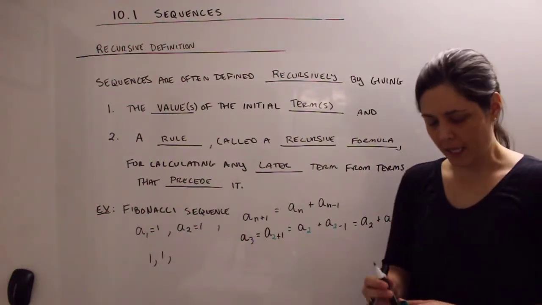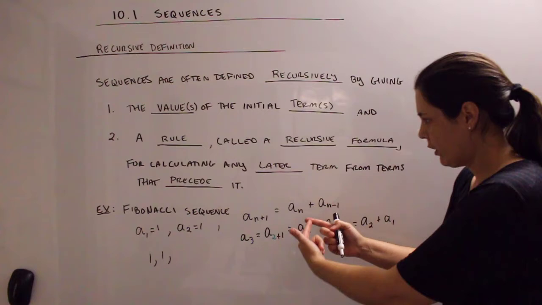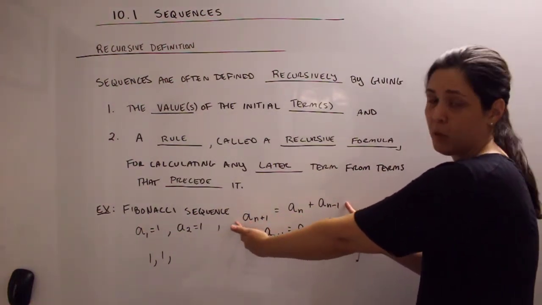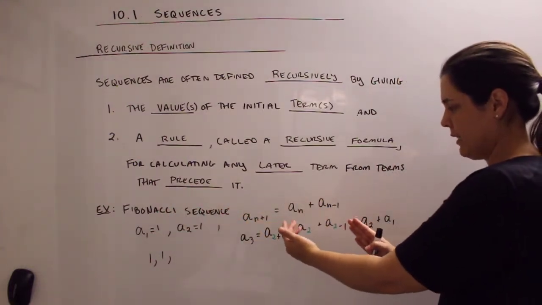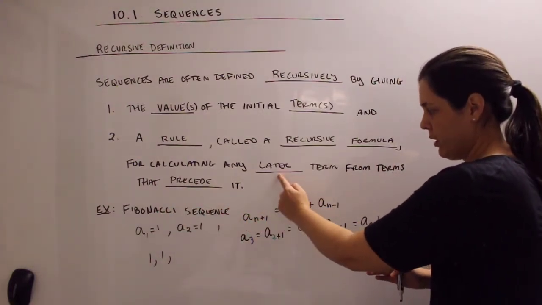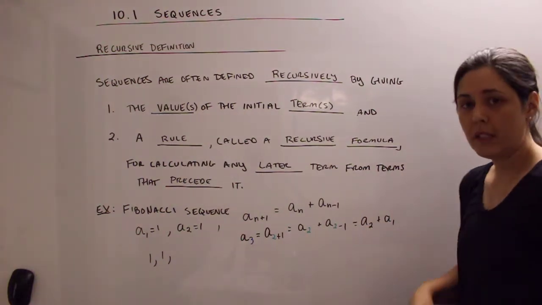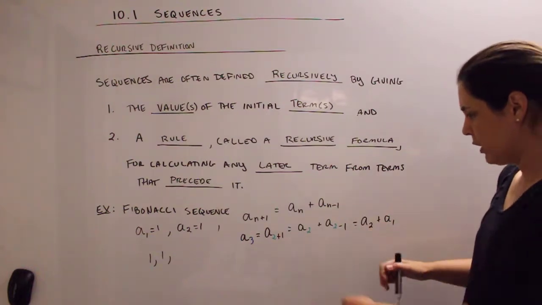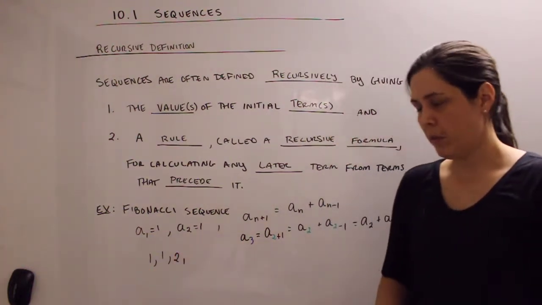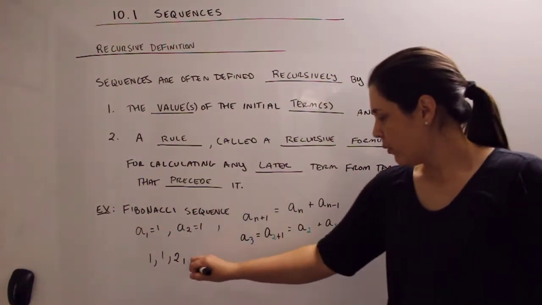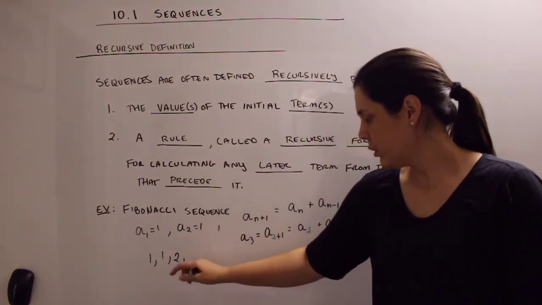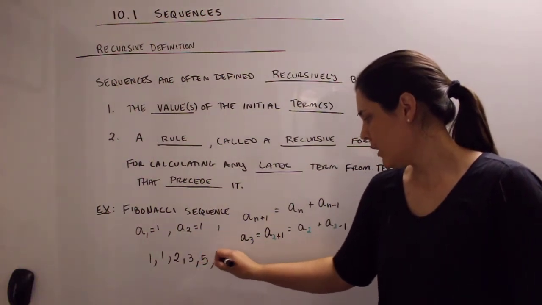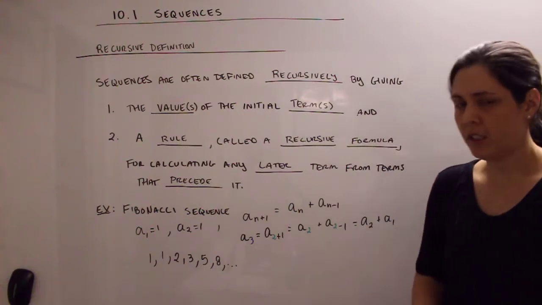So all this formula is saying, and I know if you've never seen a recursive formula before, it might look funny, but all this is saying, and this one specifically in the Fibonacci sequence, is that the next term is the previous two terms added together. So I'm going to add 1 plus 1, and there's my third term. And I would do that again for the fourth term. 1 plus 2 is 3. 2 plus 3 is 5. 3 plus 5 is 8, and so on and so on. And this is the Fibonacci sequence.